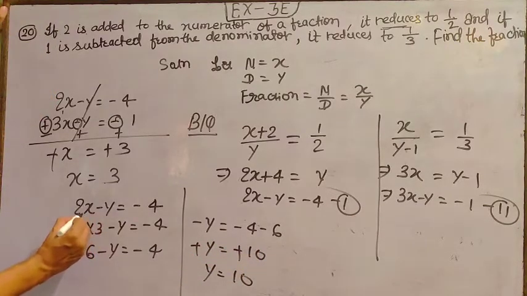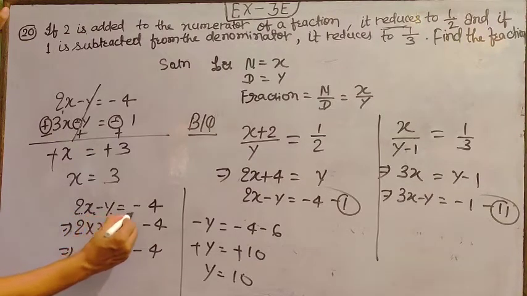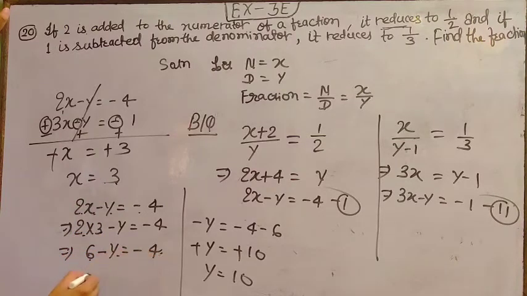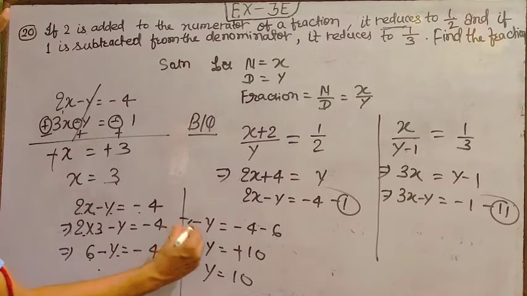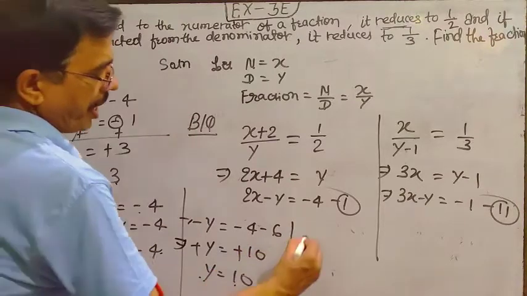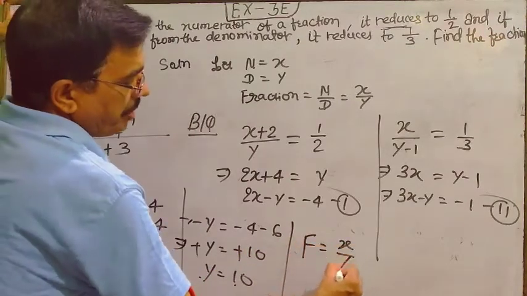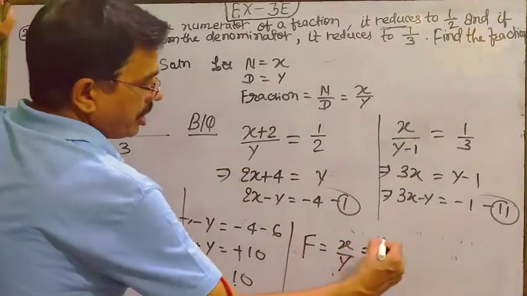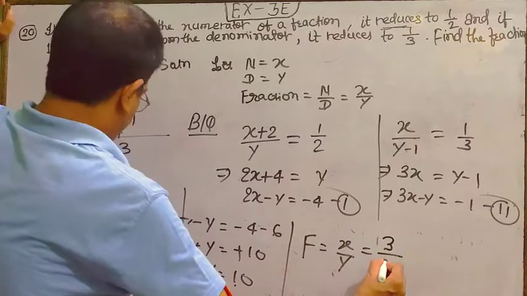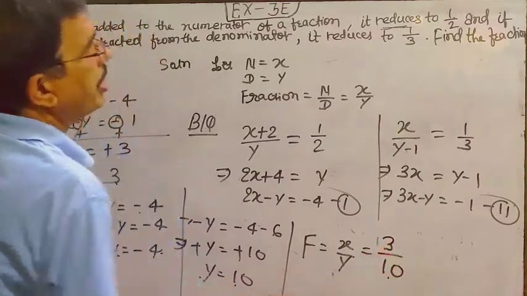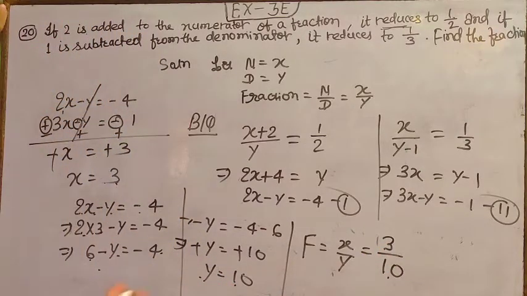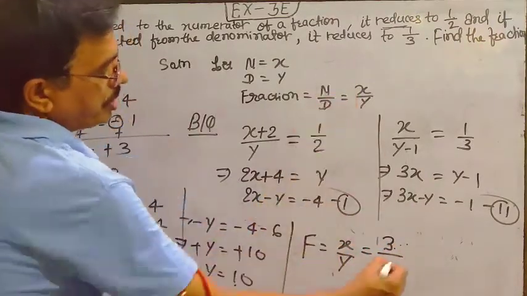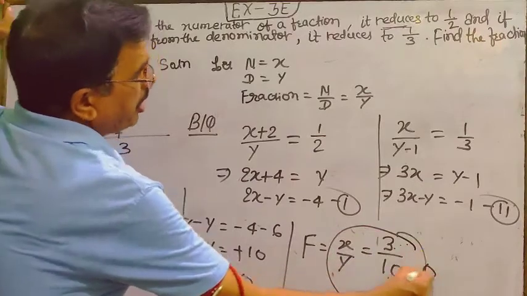Here you find again 2x minus y is equal to minus 4. Here 2x is 6, so 6 minus y is equal to minus 4, then you get y is equal to 10. So what is the fraction? Fraction is equal to numerator by denominator, x by y. Then x is 3 and y is 10, so it is 3 by 10. If 2 is added, then 3 plus 2 is 5, so 5 by 10, that is 1 by 2. So your solution is 3 by 10.